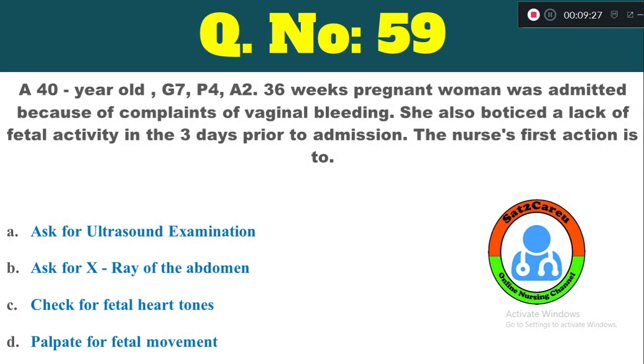Question number 59. A 40-year-old G7P4A2, 36 weeks pregnant woman was admitted because of complaints of vaginal bleeding. She also noticed a lack of fetal activity in the 3 days prior to admission. The nurse's first action is: option A, ask for ultrasound examination; option B, ask for X-ray abdomen; option C, assess for fetal heart tones; option D, palpate the fetal movement.